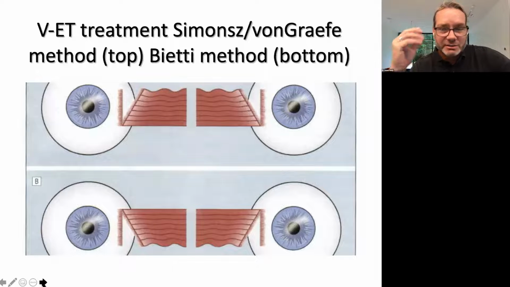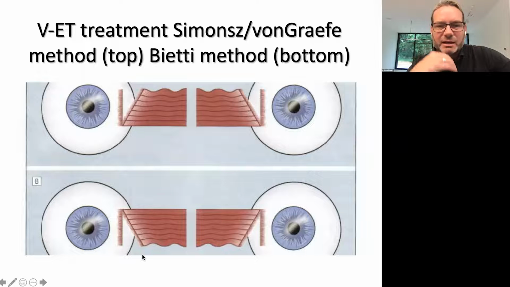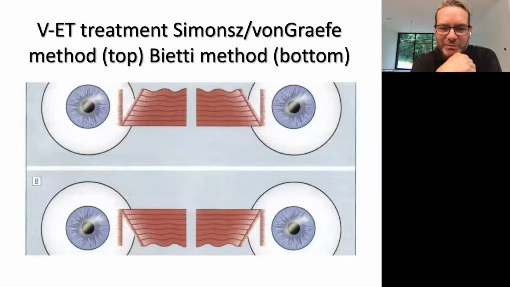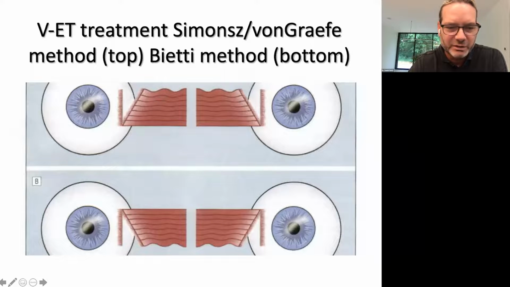But I think there's an interesting caveat. When I've looked at this in the past, the 2 papers I've looked at, the top one is the technique by Simons and Von Graefe, and the bottom one is a paper from Bietti. You can see they're slanted in opposite directions, but these were both being done for V pattern esotropia. I struggle with that a little bit, that those 2 things would have the same effect. If anyone out there does this on a regular basis, share your comments with us. I'd love to share it with our group. But again, this is not something I do a lot of. I'll just do the other things that we've talked about. But I think it's an interesting concept, and it's worth all of us being aware of.